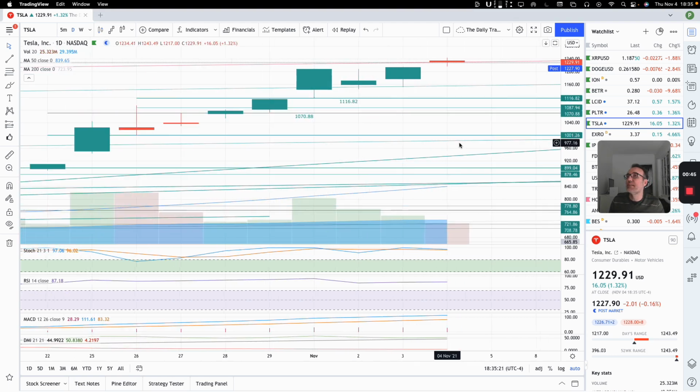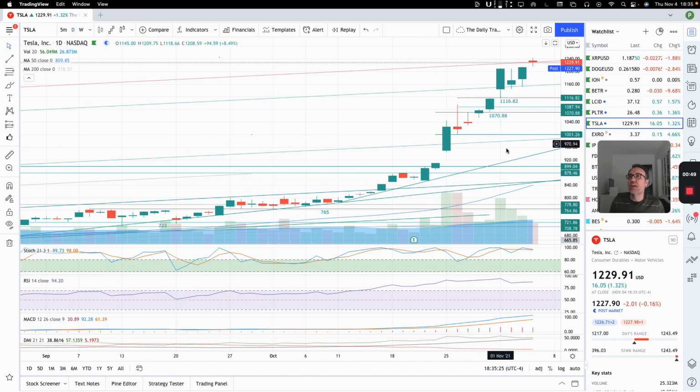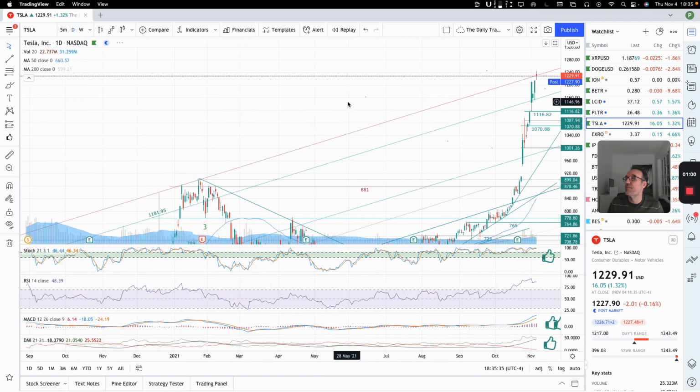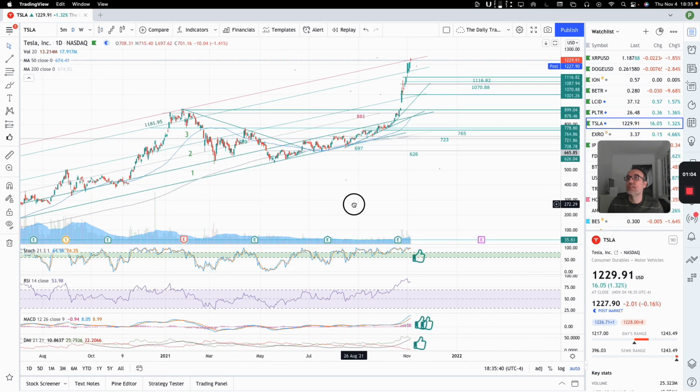Yesterday, we had the nice green candle. Let me just adjust this a little bit. This is ugly. So yesterday, we had a nice green candle with the buying pressure at the bottom here, and we touched the first resistance of our third channel. The first resistance is right here, and this is the second resistance right here.